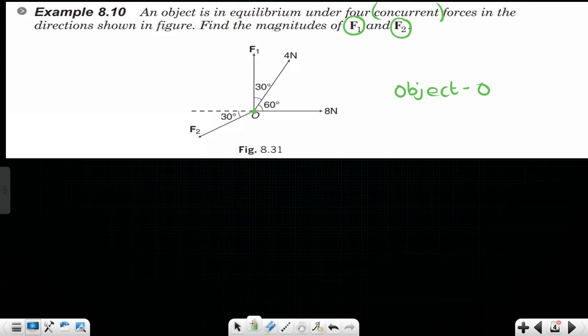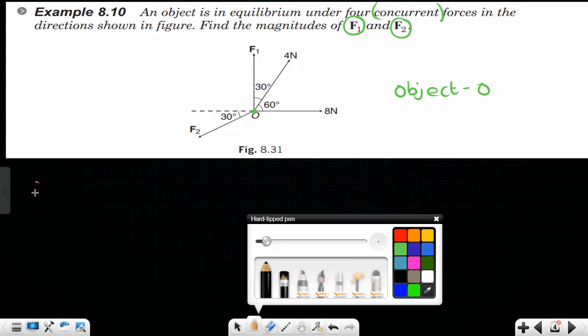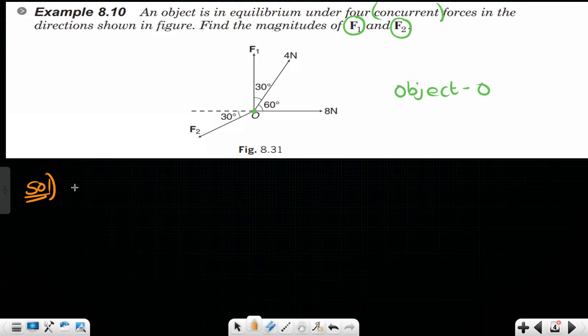So now that body is in equilibrium. That means you'll write sigma of all four forces. Here they did not mention anything about the z-axis, so don't think there is some 3D diagram here. No, there is no 3D diagram. Everything is in a 2D plane only. Sigma Fx equal to 0, sigma Fy equal to 0. Can you try this?